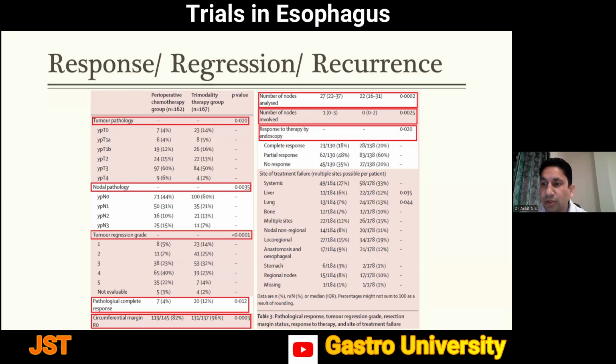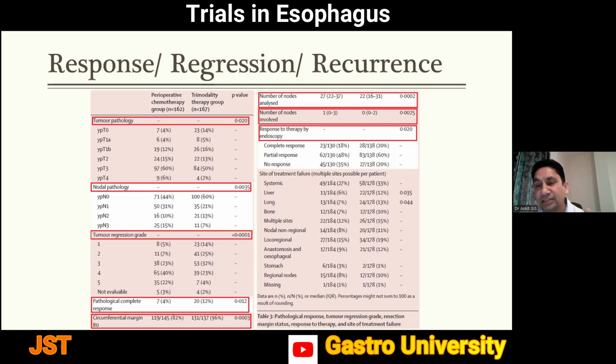pathological complete response, major pathological response, which they said was combining tumor regression grade 1 and 2, grade 1 being complete pathological response and grade 2 being predominant fibrosis with scattered tumor cells. So these two were seen significantly more in the perioperative chemoradiotherapy group than the periop chemo group alone. The chemoradio group also had a lower poor response, that is the lesser number of TRG grade 4 and 5, better negative margins, higher lymph node yields, and higher partial responses.